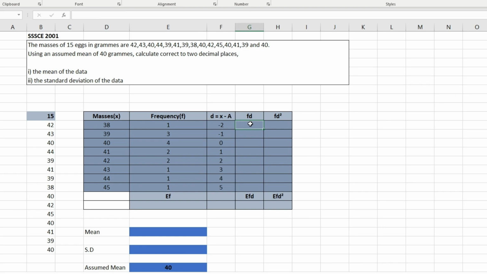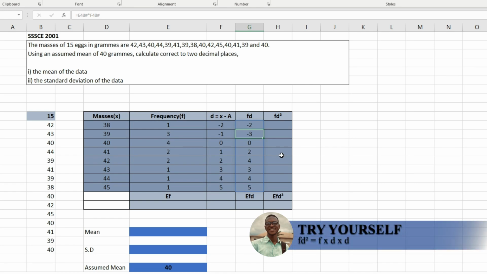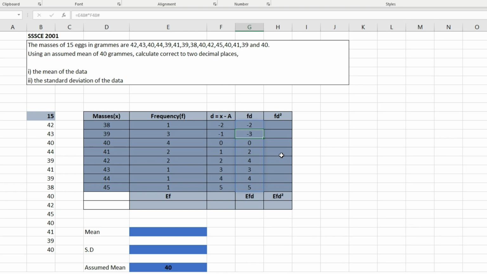Very well. So now that we are done with our deviation, frequency, and masses, we can actually solve for the FD. So the FD is very simple, equal to our frequency here multiplying our deviation here, and then we can press enter. All right. So I want you to solve for the FD square. Notice that the FD square is actually the frequency by the deviation times the deviation one more time.